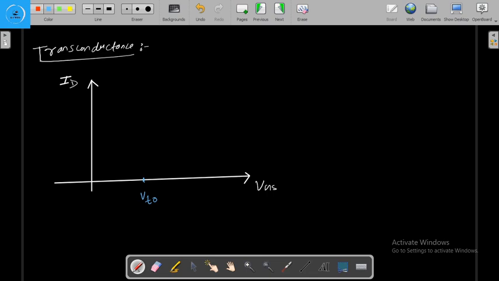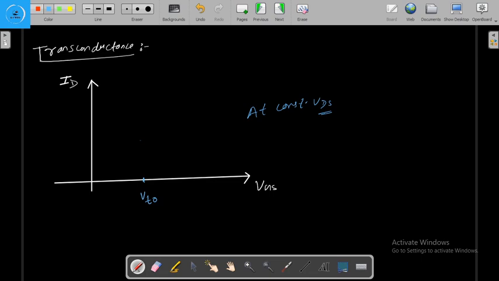And when the VGS is greater than the VT naught, then the channel is formed between the source and the drain, and hence when we apply a VDS, the current will flow into the channel. So we are drawing this ID-VGS curve at a constant VDS, because without applying this VDS, the current will not flow into the channel.